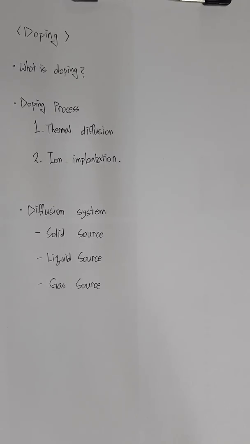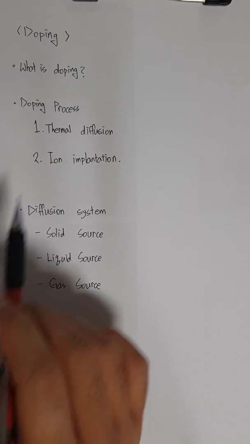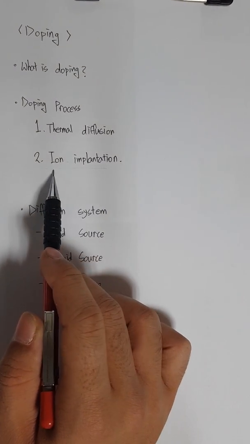Second, to do deeper diffusion, this is called driving, the activation process. The process makes the dopant drive deep inside using heat above 1,000 degrees Celsius, so it is hard to control the depth.